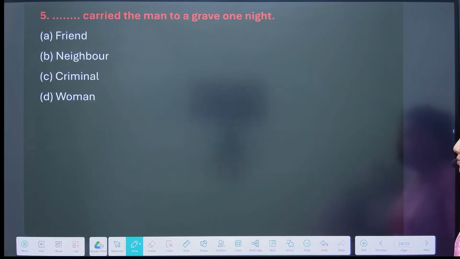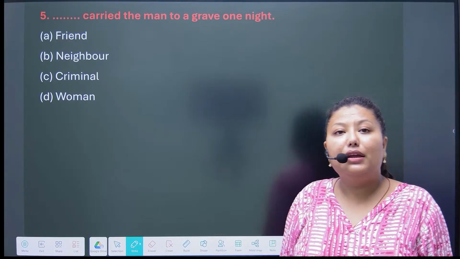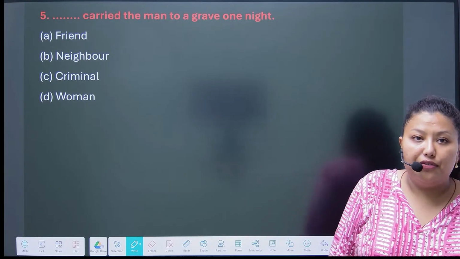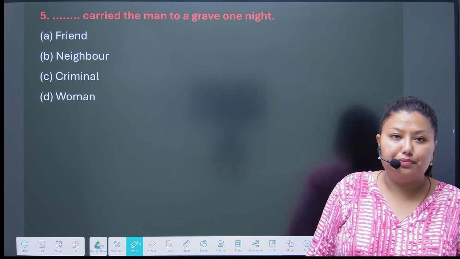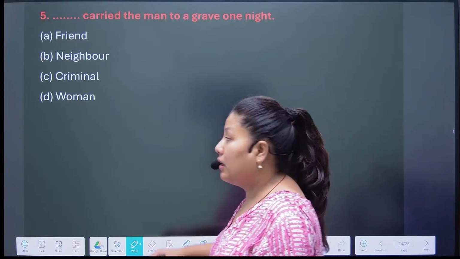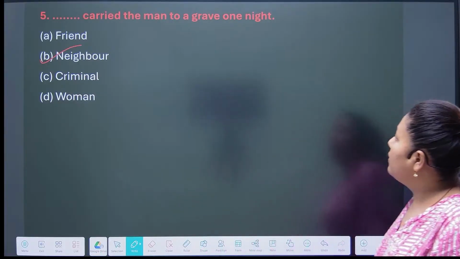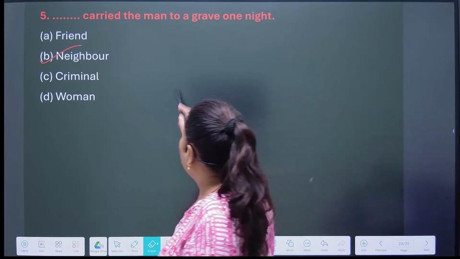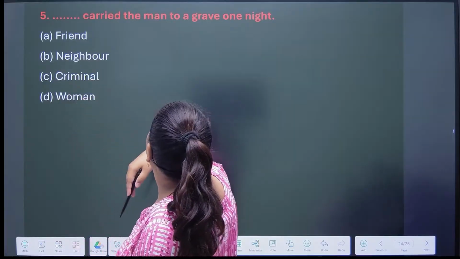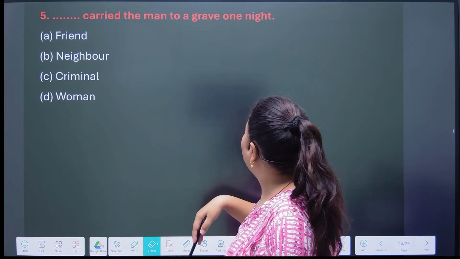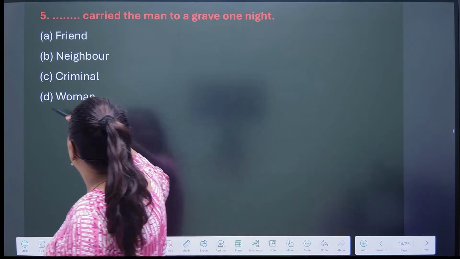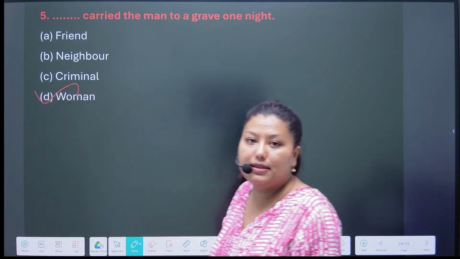Next. Dash carried the man to a grave one night. Friend, neighbor, criminal, woman. So, neighbor carried the man to a, no, grave, sorry. It was that woman who carried the man to a grave one night. Option D is the correct answer. Okay.